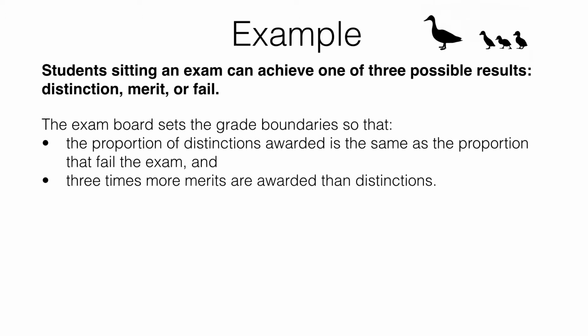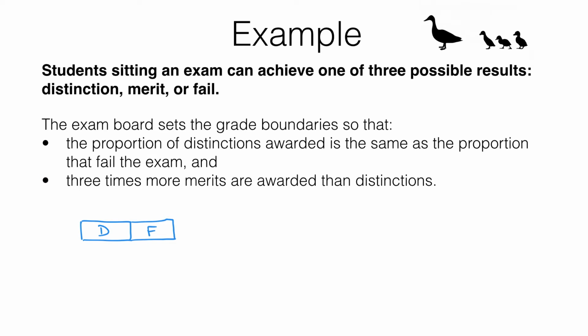Let's start with the first bullet point. The proportion of distinctions awarded is the same as the proportion that fail the exam. I'm going to represent this as follows. I've got a proportion of students being awarded distinctions, and I'm going to draw that as one box. And I'll label it D for distinctions. Now, I'm going to have the same proportion failing the exam. So I'm going to draw the same size box to represent that the same proportion of people are failing the exam as getting distinctions.